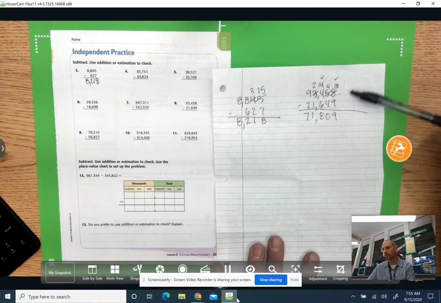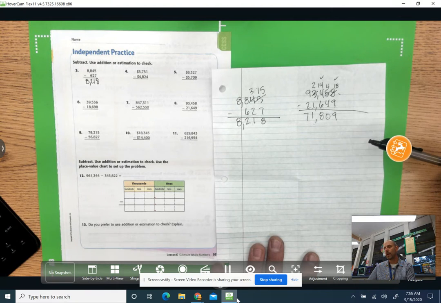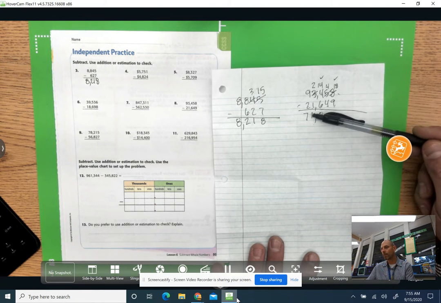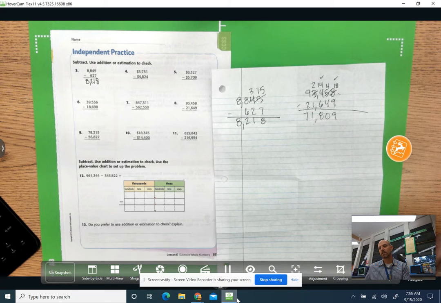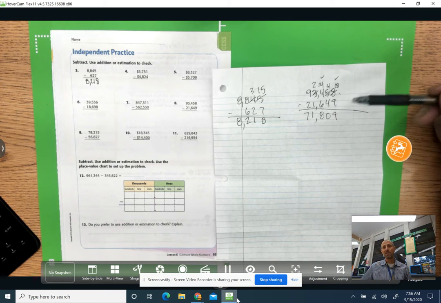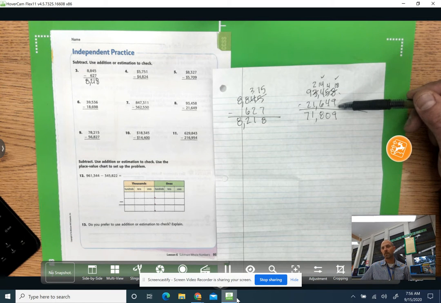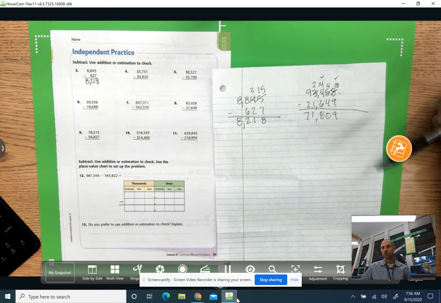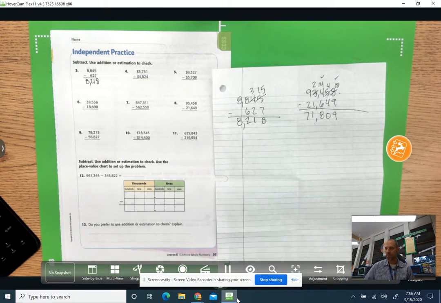So when you're looking at subtraction, what's your starting point, right? It's 93,458, right? And what are we going to take away from it? 21,649. And even though in here we had to borrow, 93,458 is still larger than 21,649. It's just that some of the digits in the place value positions are larger than others. So that's why it makes it necessary to regroup.